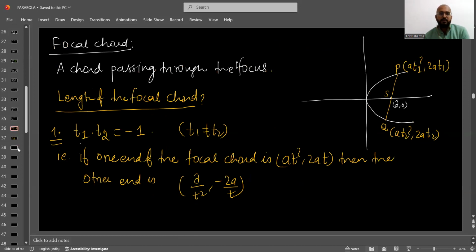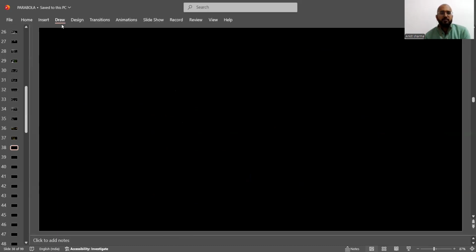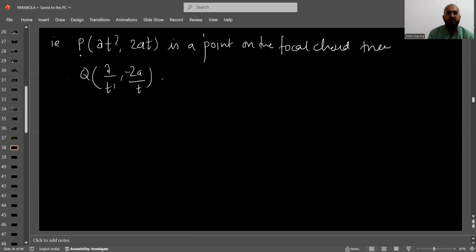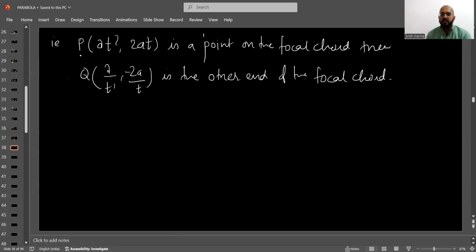So now we know Q. If P is my point (a t square, 2a t), a point on the focal chord, then Q (a over t square, minus 2a over t) is the other end point, the other end of the focal chord. So this is the other end of the focal chord.